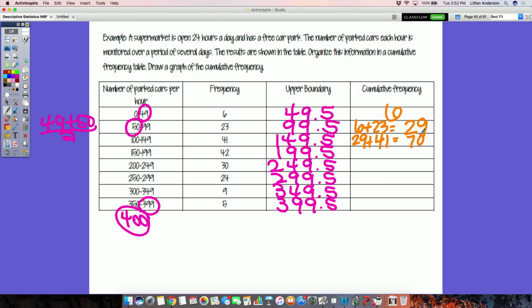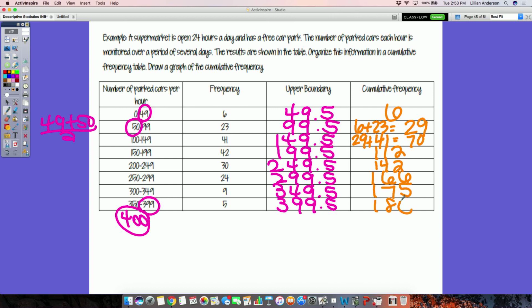At this point, I'm going to stop doing the adding on the side. Hopefully, does everybody understand how we're getting those cumulative frequencies? What's 70 plus 42? 112. What's 112 plus 30? Finish off the rest of the table. What's the 6th cumulative frequency? 166. The one after that? 175. And the last one?